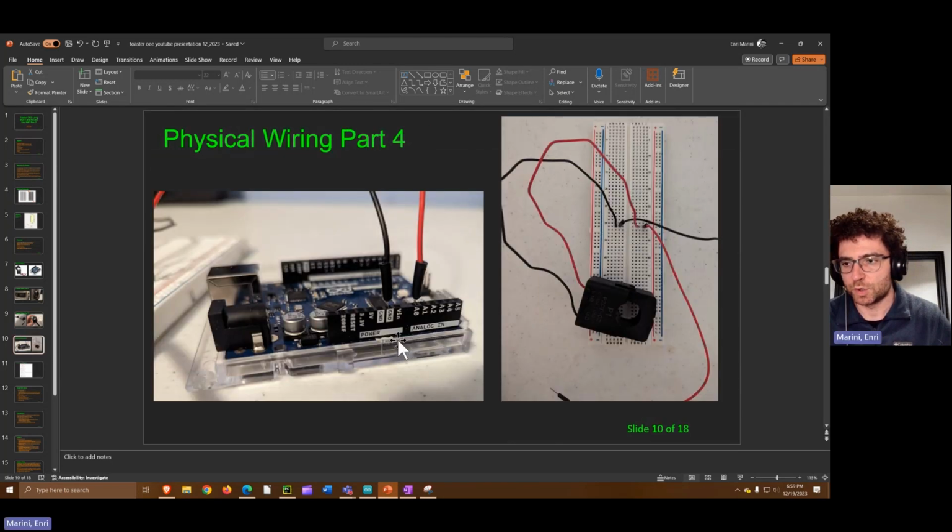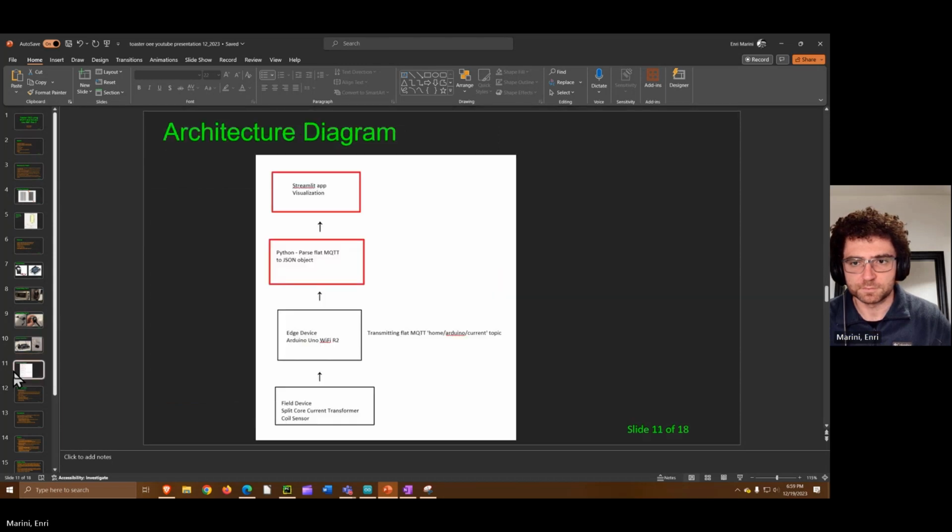And here you can see a more close-up of where I actually place the jumpers. And of course, this is a top-down view of the breadboard schematic. And again, just to take a step back for the actual architecture diagram.